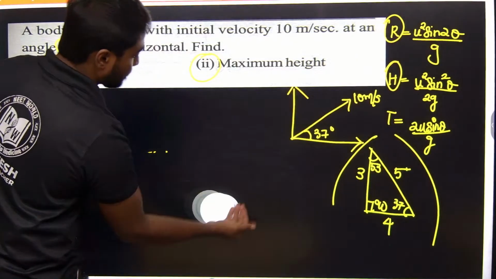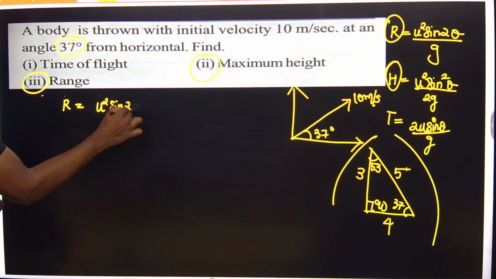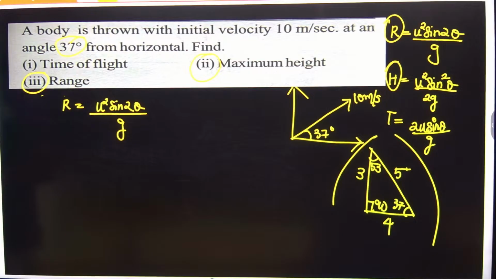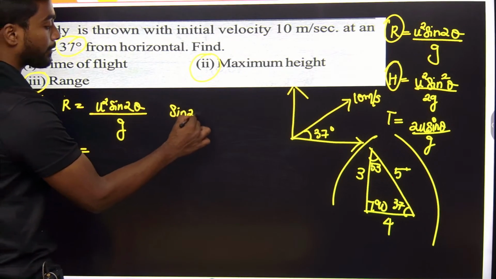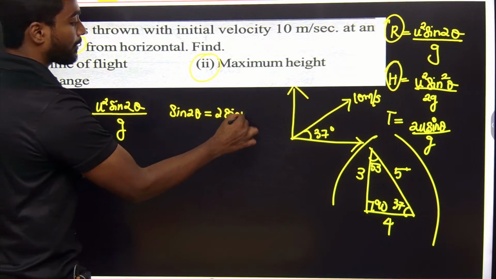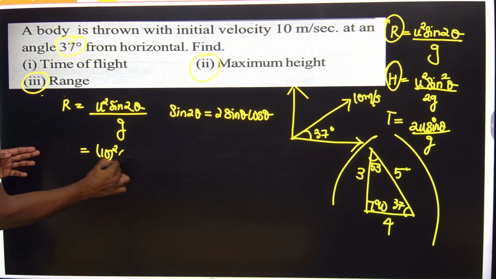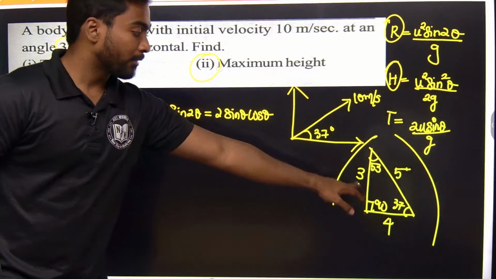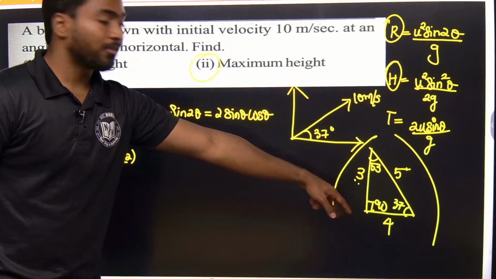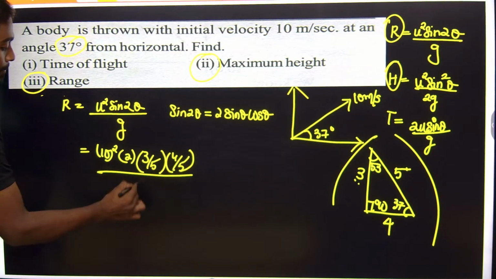It is range. Range is nothing but u square sine 2 theta by g, right? Now what is u square? Before that, sine 2 theta can be written as 2 times sine theta and cos theta. Now u square is 10 square into 2 times sine 37, which is 3 by 5, and cos 37 is 4 by 5. So 3 by 5 into 4 by 5 divided by 10.